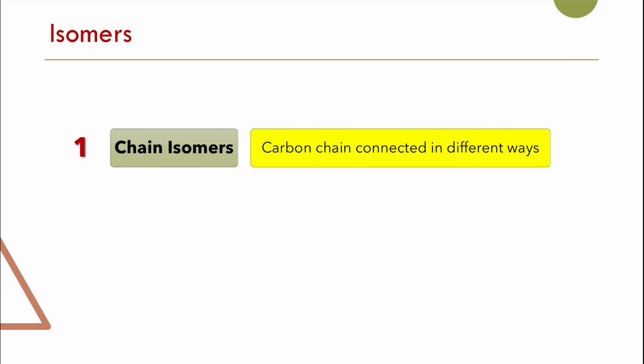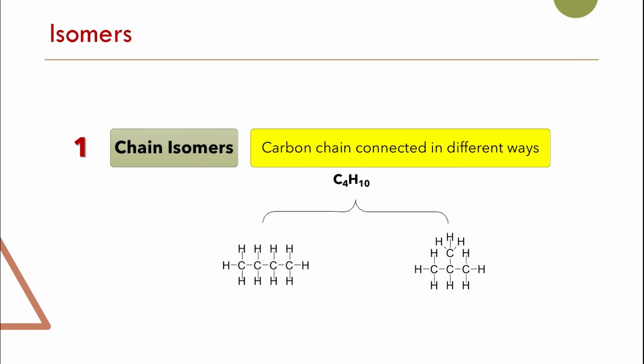Chain isomers are compounds which have the same molecular formula. However, the carbon chain connection is different. For example, if you have a compound that has a molecular formula of C4H10, you could have one of these two compounds. The first one is a simple butane, 1, 2, 3, 4 carbon atoms, or you could have this compound, methyl propane, where you can see that there is a difference in the chain here.